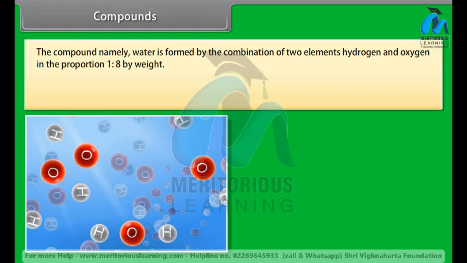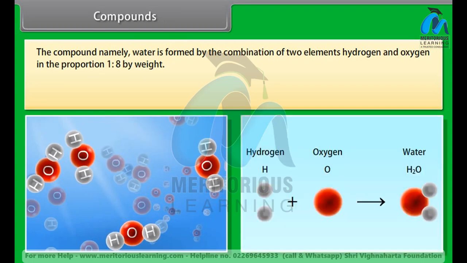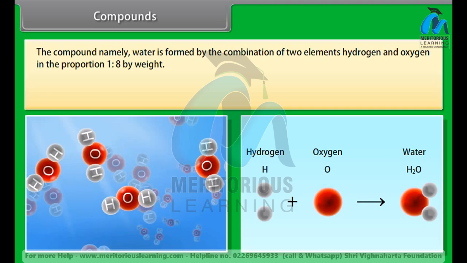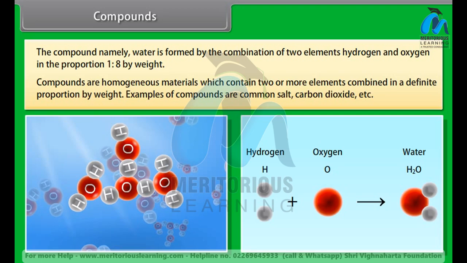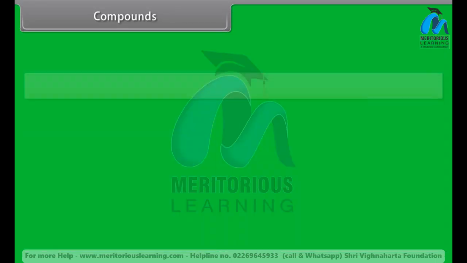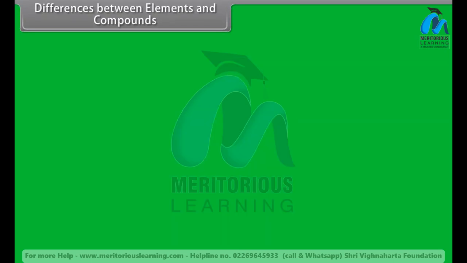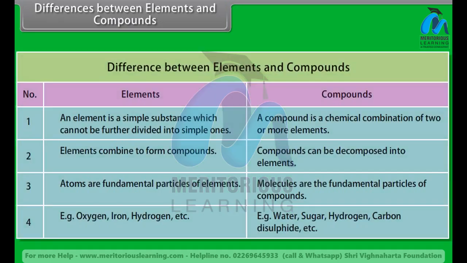The compound, namely water, is formed by the combination of two elements, hydrogen and oxygen, in the proportion 1:8 by weight. Compounds are homogeneous materials which contain two or more elements combined in a definite proportion by weight. Examples of compounds are common salt, carbon dioxide, etc. Some common compounds and their constituent elements. Differences between elements and compounds.